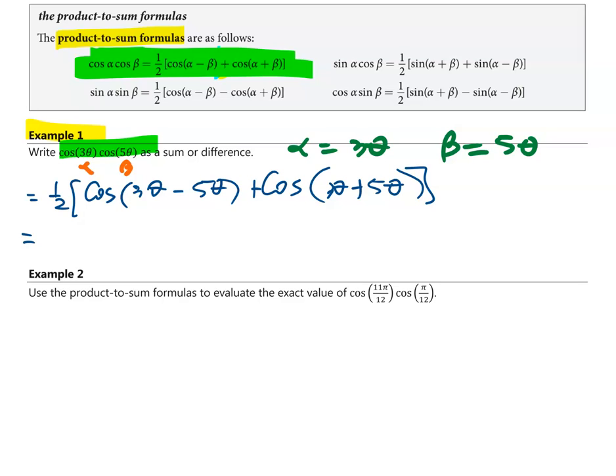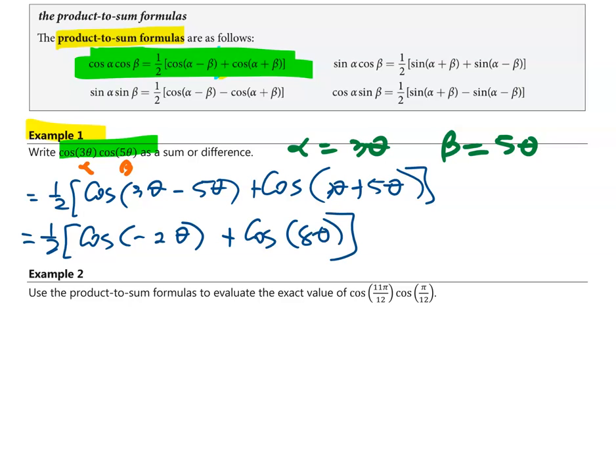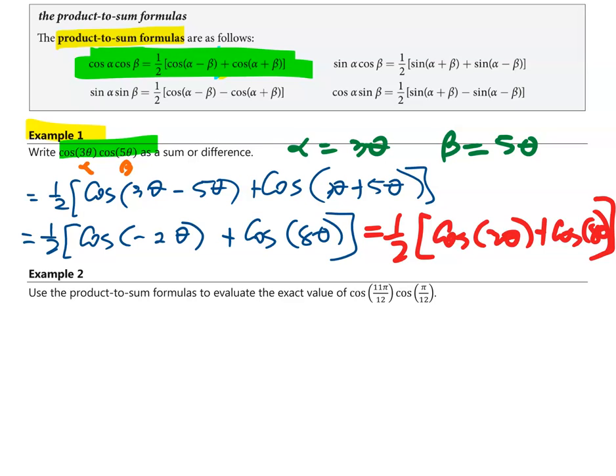Then let's simplify this. So 1/2, 3 theta minus 5 theta, that is cosine of negative 2 theta, plus 3 plus 5 is cosine of 8 theta. And this is equal to 1/2 of cosine of 2 theta, since cosine of negative 2 theta is cosine of 2 theta, plus cosine of 8 theta. So that is the answer.